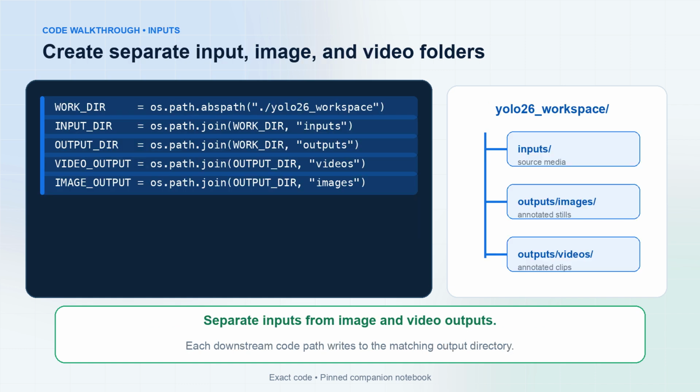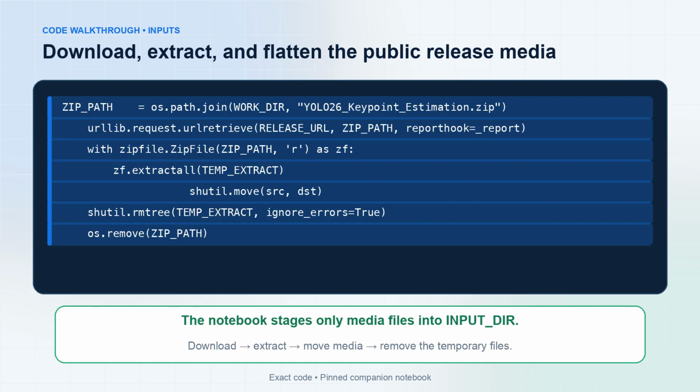From there, we define our workspace directories exactly as laid out in the notebook, setting up a work dir, input dir, output dir, along with the specific video output and image output folders. To cap off the setup, the script downloads and stages a public GitHub release zip, extracting all of the media files right into our input directory, so we're ready to roll.